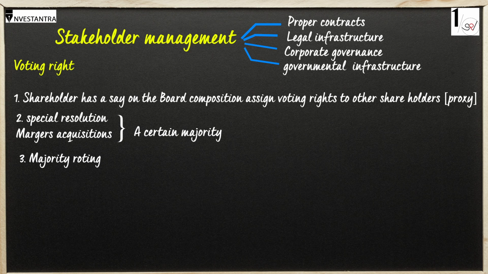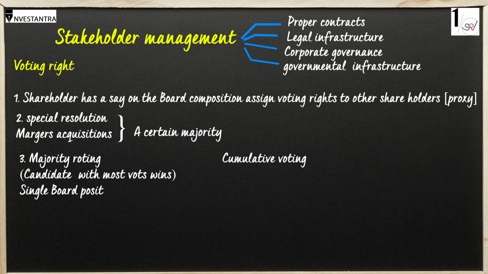What's majority voting? Majority voting is very simple. The candidate with the most votes wins. Cumulative voting is very interesting, for a single board position. I find cumulative voting very interesting because, suppose there are elections for 4 posts of the board of directors. How many votes do I have in general? In general, with majority voting, I have 1 vote and I have to pick one. So from 1, 2, 3, 4, in majority voting, if I'm a shareholder, I can pick 2. Okay, let's say I voted for 2.